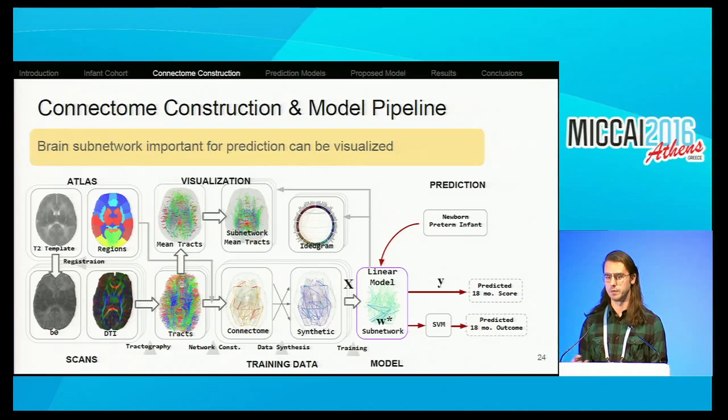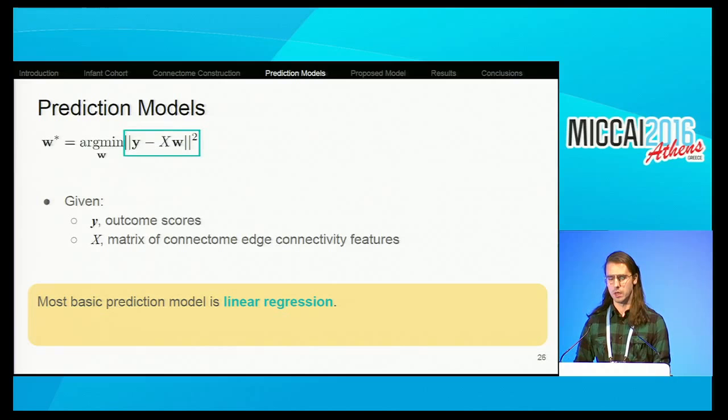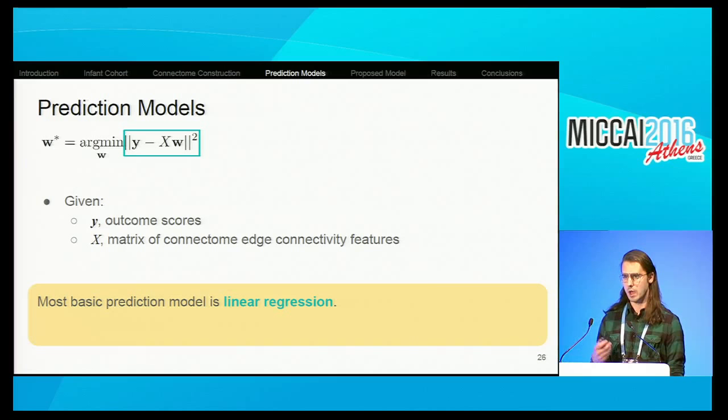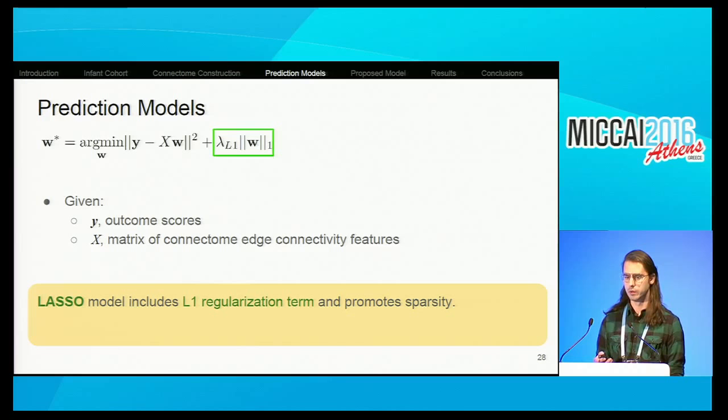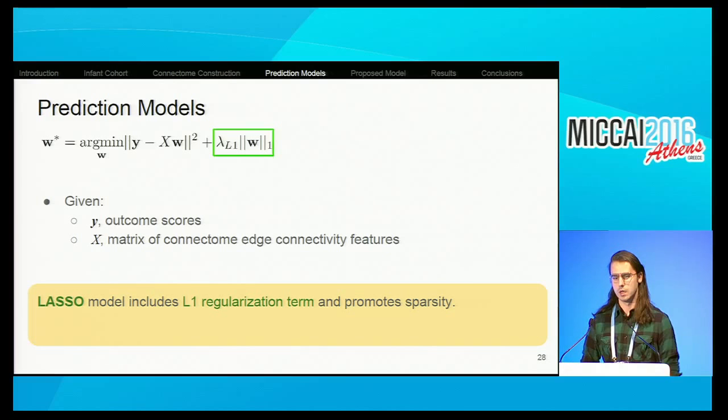So in a standard prediction model, many people have used the linear regression model, where X basically is a matrix of our features, where each feature is simply the connectivity values of each edge in the connectome. Y are the outcomes, and W can be interpreted as a weighted subnetwork over the connectome. Some other groups have added an L1 regularizer to create a lasso model. And this is really helpful because we have a large number of features and only a limited number of scans. So this makes a sparse feature selection.